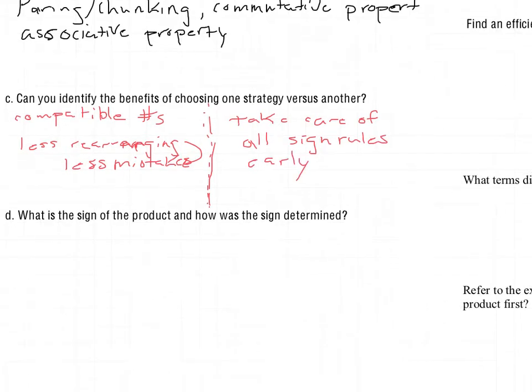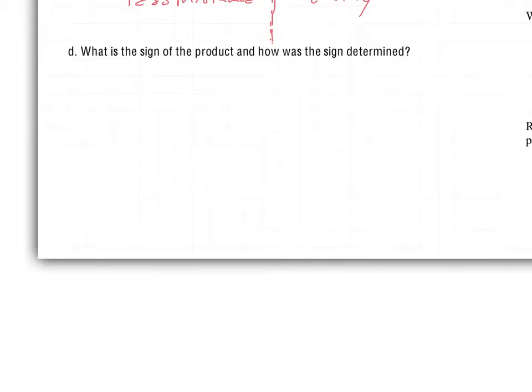Alright. What is the sign of the product and how is the sign determined? So here we saw that it was positive. And really we figured out the sign by looking at every pair, every multiplication, applying the sign rule. So applying sign rule to each multiplication along the way.